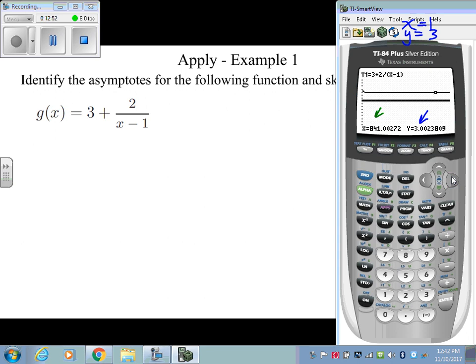And so we definitely do have an asymptote at y equals 3. So x equals 1 was our vertical asymptote, and y equals 3. We see that on the calculator, and also by thinking about what happens when our values of x get really large. We're going to look at one more example.